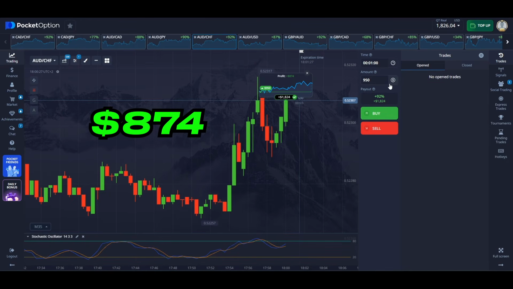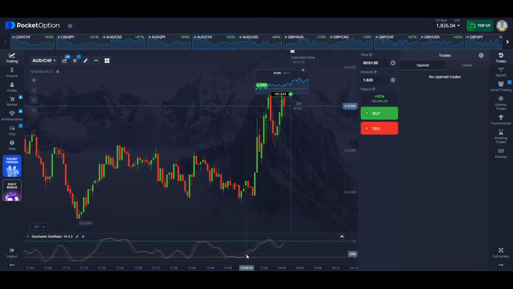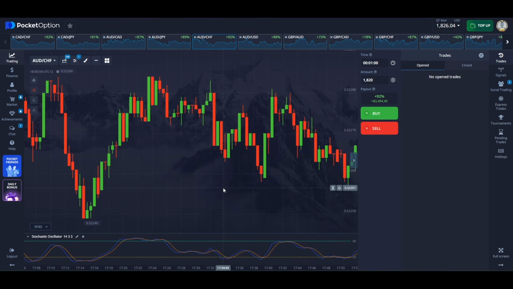870 bucks land in my balance, and now I have $1,800. So with just 2 all-in trades, I made more than 3 times my money. Yeah, right now I could open another trade. For example, go all in with $1,820, and if I make a profit and don't lose my entire balance right now, then I'll keep a portion for myself and won't risk, for example, my initial deposit anymore. The stochastic actually shows us the direction of the trend, when the trend is really strong, and when we're likely to see a reversal.